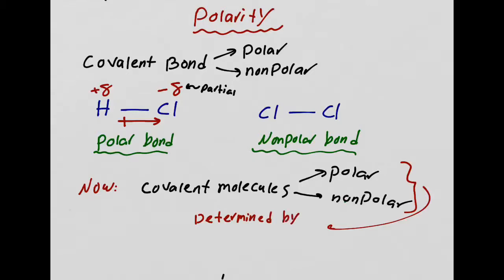by geometry and bond polarity. Okay? And that's what we're going to talk about today. When you have a covalent compound, is that polar or non-polar? And that is determined by geometry and bond polarity. I'm actually going to give you guys the rule right off the bat. And then we're going to do a lot of practice problems to make sure that you get this down.